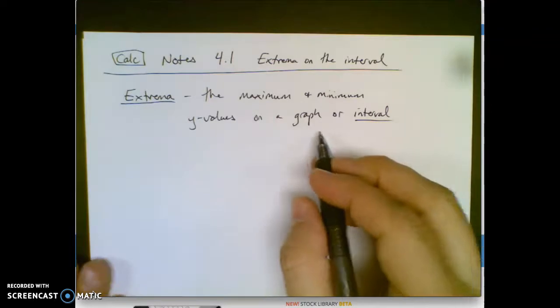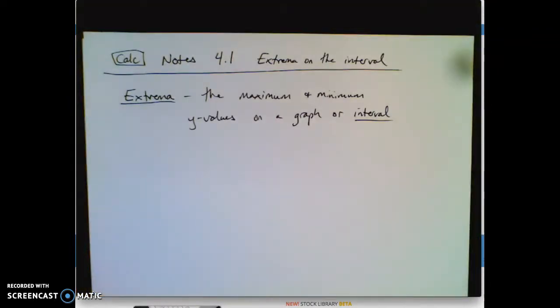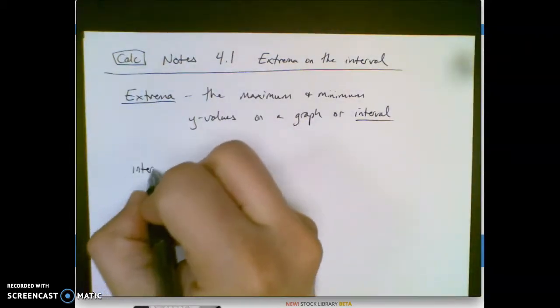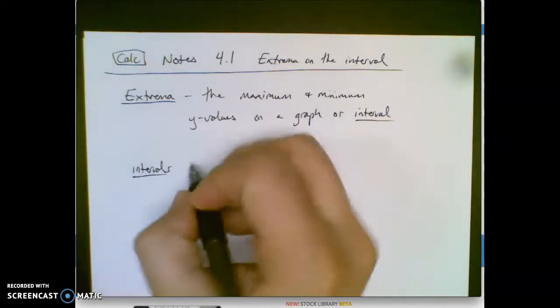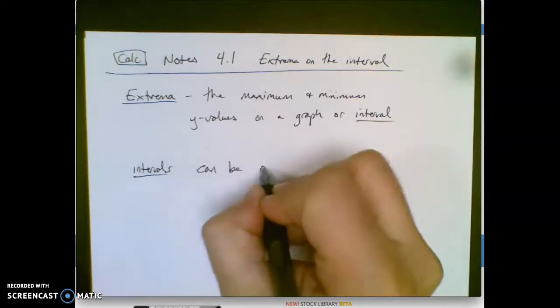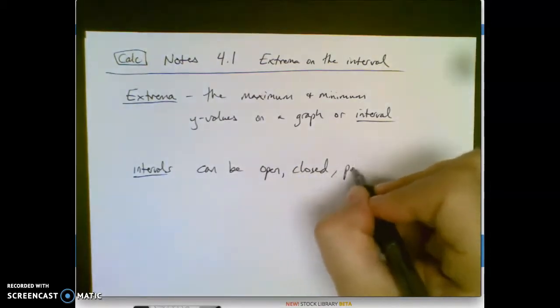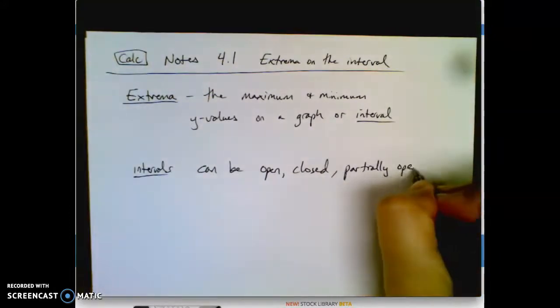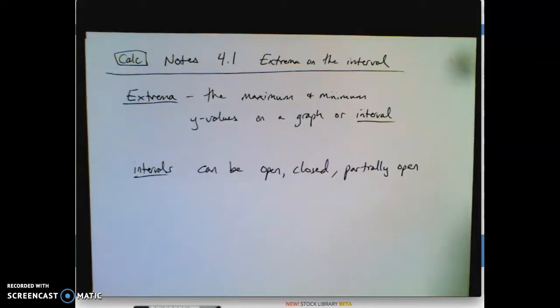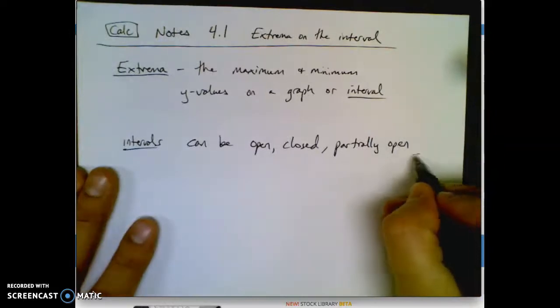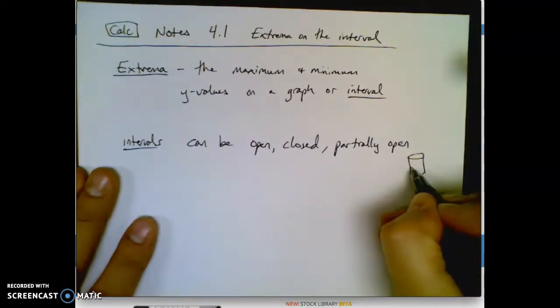And this one's weird. It's easy to see the ones on a graph. You can see, is there a highest spot or not? Is there a lowest spot or not? On an interval, you're guaranteed there will be one max and one min. So the thing about intervals is they can be open, closed, or partially open. You don't need to say partially closed because that's the same as partially open. It's just kind of like glass half full versus glass half empty. So you got to decide what kind of person you are.